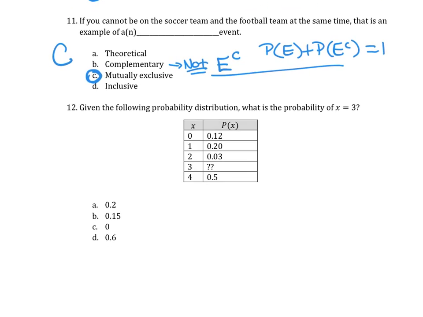12, given the following probability distribution, what is the probability of x equals 3? So here, you need to remember the rules of a probability distribution, which is that first you can't have any probabilities that are negative and you can't have any that are larger than 1. And the sum of all the probabilities in a distribution has to equal 1. So if we just take the probabilities that we know and subtract them from 1, whatever is left over will have to be that remaining probability. So you do 1 minus 0.12, minus 0.20, minus 0.03, minus 0.5. And we get 0.15, which is B. And that is it for Unit 4.